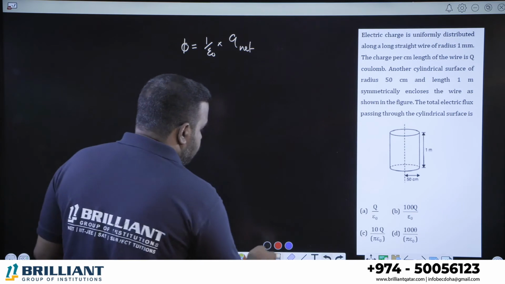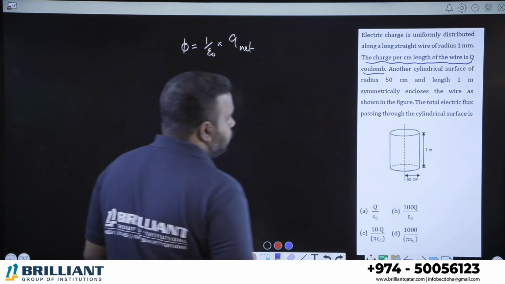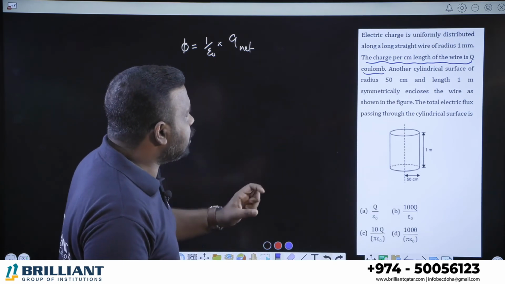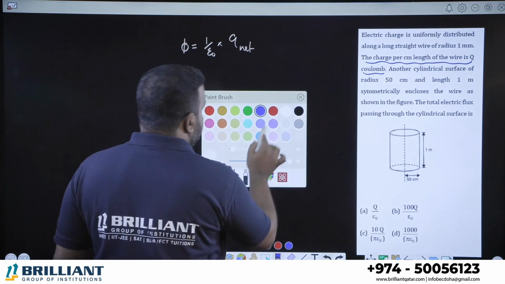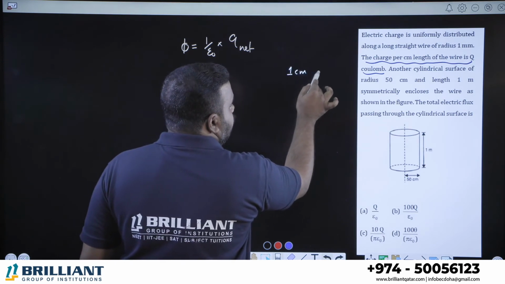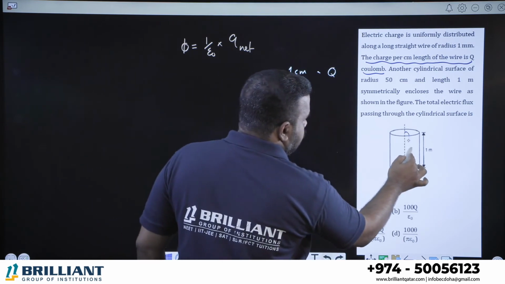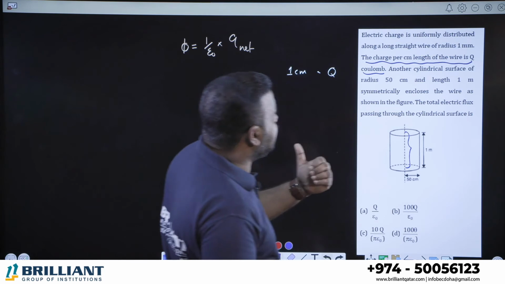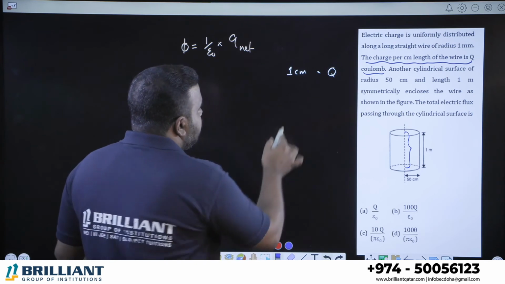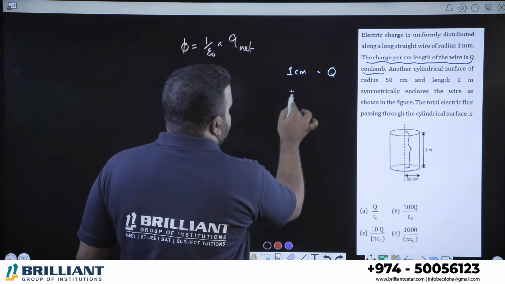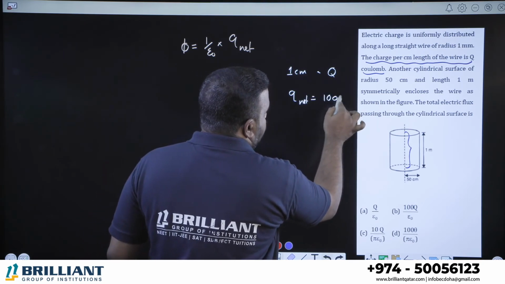What will be the net charge? See, all of you look at this question. The charge per centimeter length of the wire is q coulomb. So in 1 centimeter length, q coulomb of charge is there. But what is the length of this? It is given as 1 meter, right? So if in 1 centimeter there is q coulomb, then in 1 meter, which is 100 centimeter, how much charge will be there? Into 100, right? So the net charge enclosed by the surface will be 100 times q.